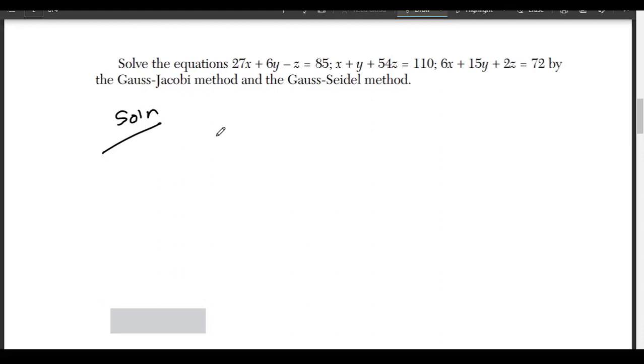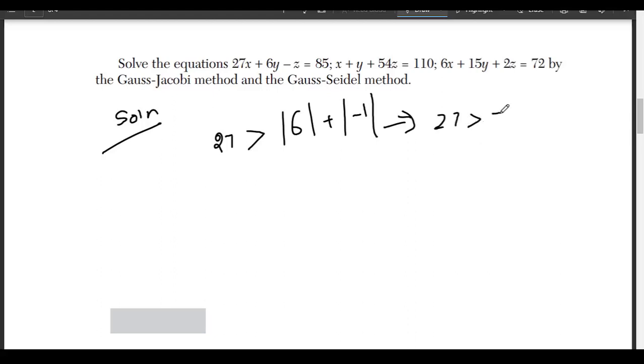That is, 27 should be greater than mod of 6 plus mod of minus 1. This is the condition. So it satisfies. 27 is greater than 7. The first condition it satisfies.